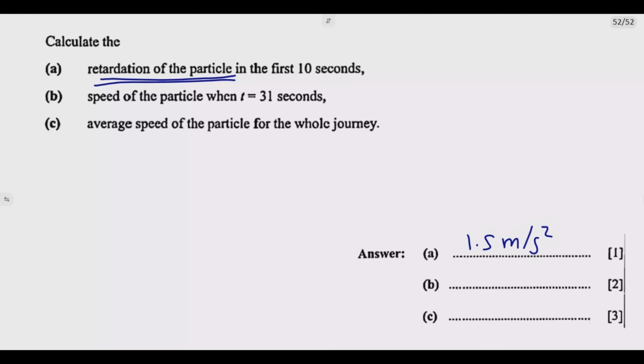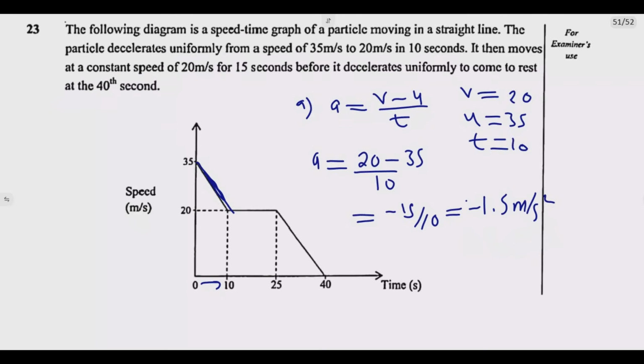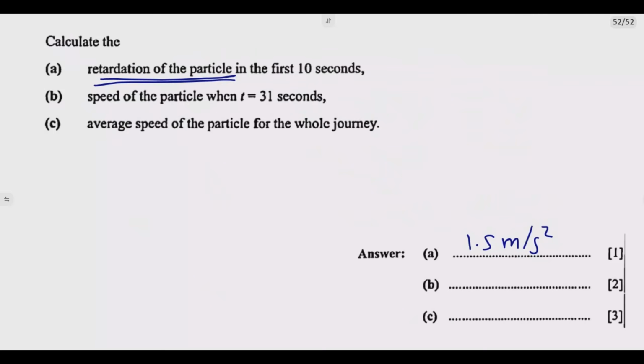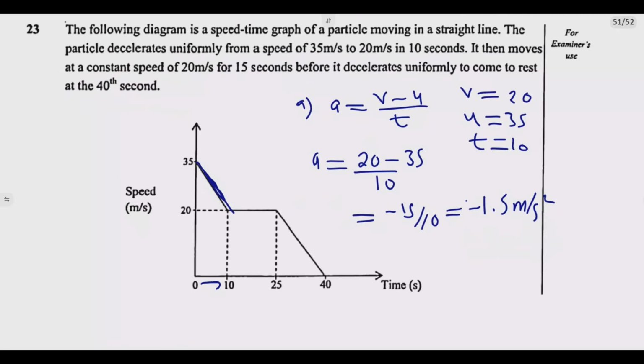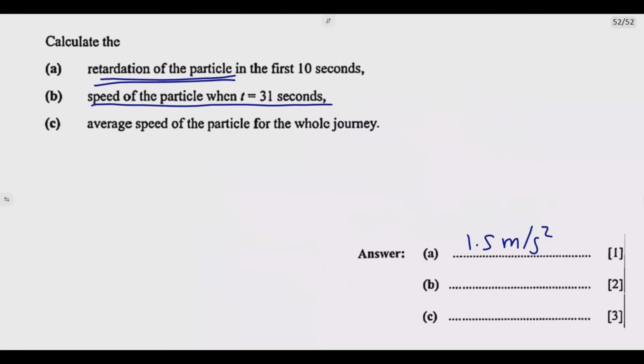Then we go to the other part. Part 2 is asking us to find the speed of the particle when t is equal to 31 seconds. So 31 seconds is somewhere here. We need to find this speed. So how can we find that speed? The first thing that we need to know is the deceleration. This is the slope of this. That's what we need to know. So let us do that.